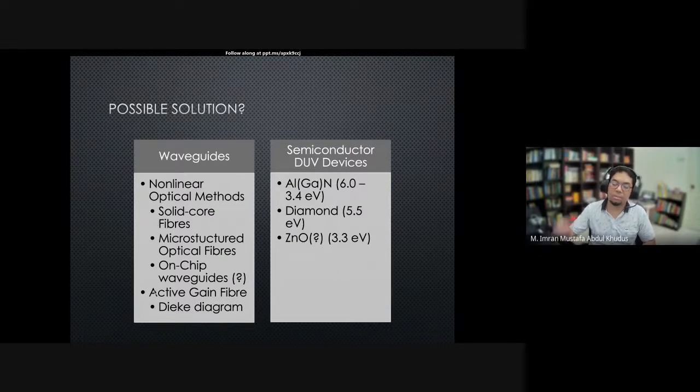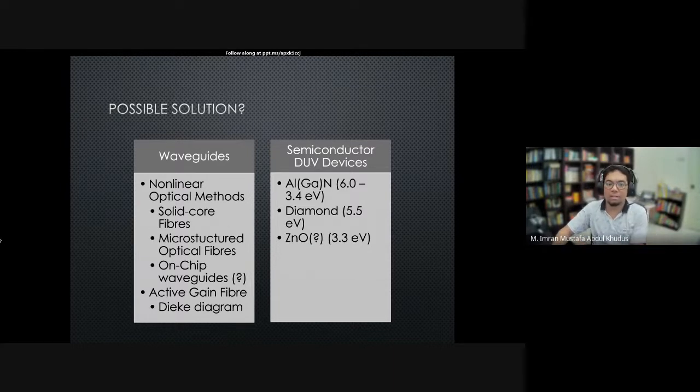Other than that, we can dope active materials into our fibers, in which case we have to look at the so-called decay diagram, and this is active gain media. So for instance, we're changing the erbium inside the optical fibers, which we use in telecommunications, to something like gadolinium, right? So we'll see why we have to use gadolinium.